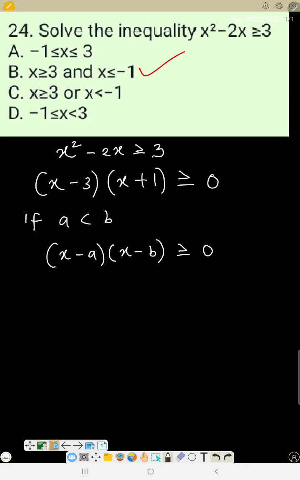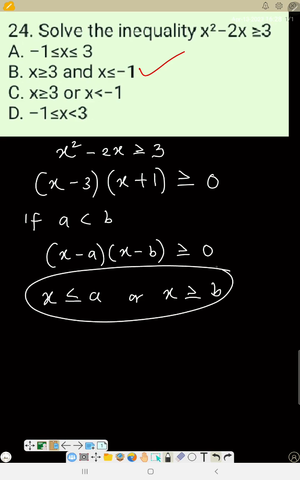If a is less than b, then your final answer is s is less than or equal to a, or s is greater than or equal to b. That will be your answer even without showing all the number line, as in this is like a short method.